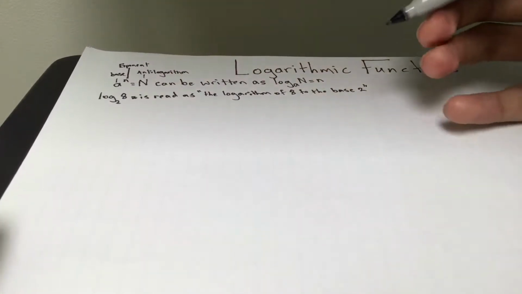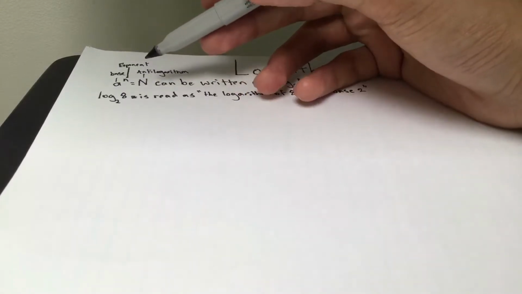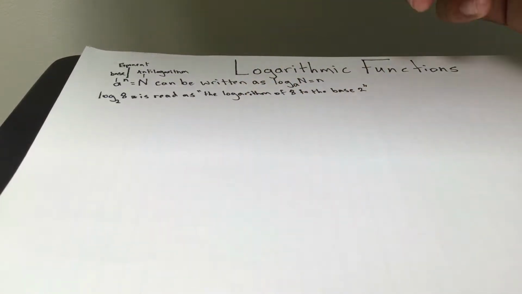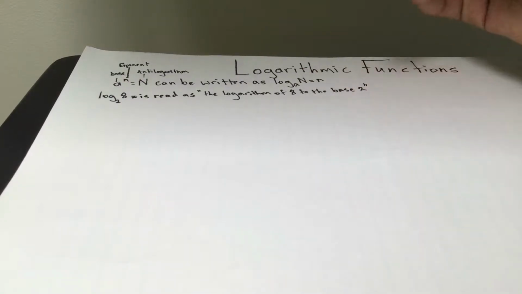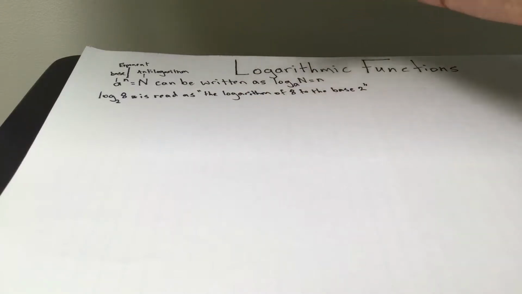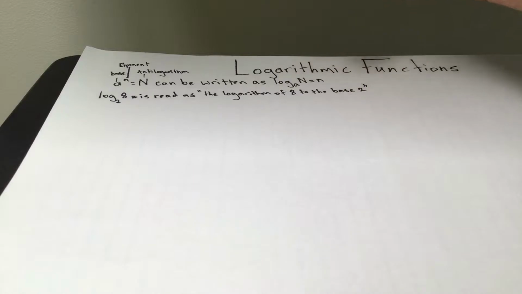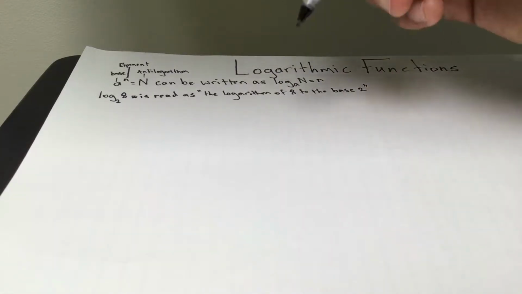Okay, so what does the rule mean? So basically, a to the power of n is equal to N, which in log form is written as log a N is equal to n. For example, we have log 8 base 2, which is said as the logarithm of 8 to the base 2. That's how you say it.